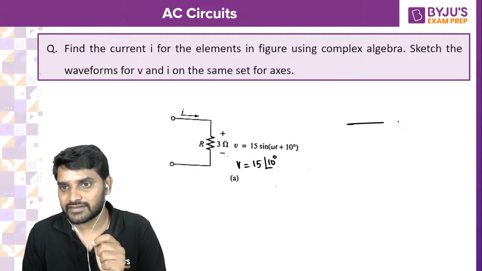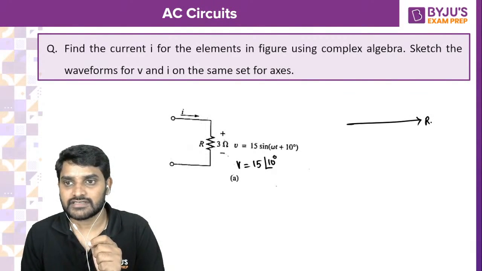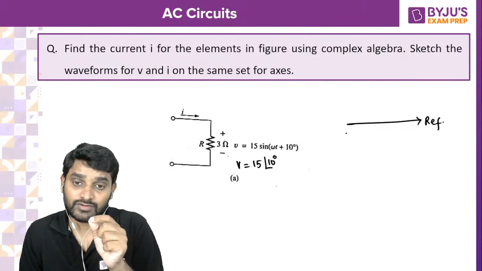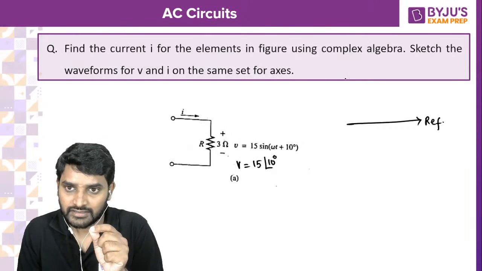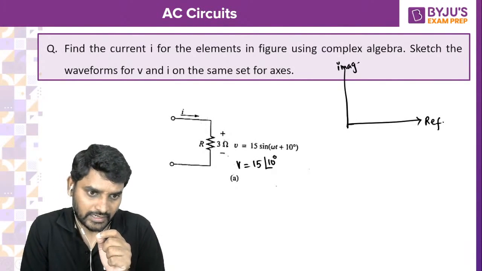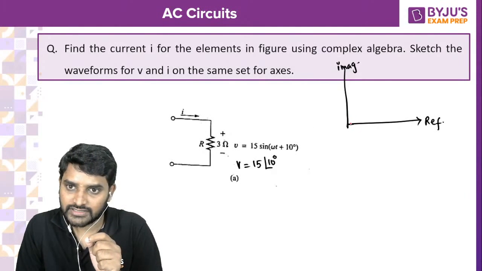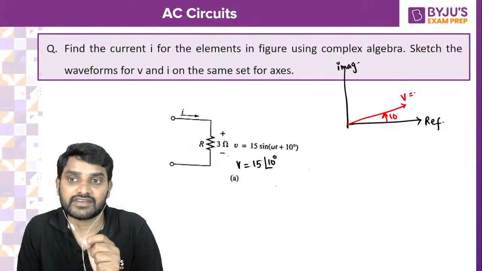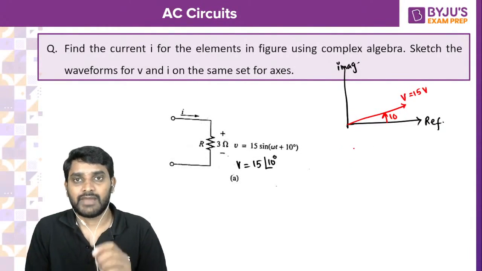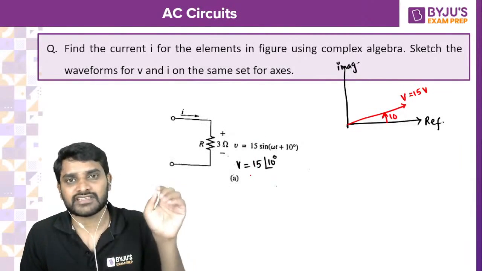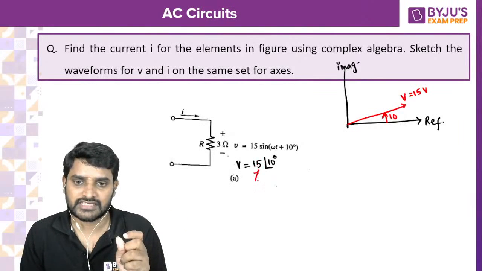If you take up the reference, the voltage is at 10 degrees from the reference. So this is imaginary, and let me show you the voltage. It is at 10 degrees and this voltage magnitude is 15 volts. It is maximum magnitude only. I am not representing RMS. If you want to represent RMS, you can divide by root 2. No issues. This is maximum value only.